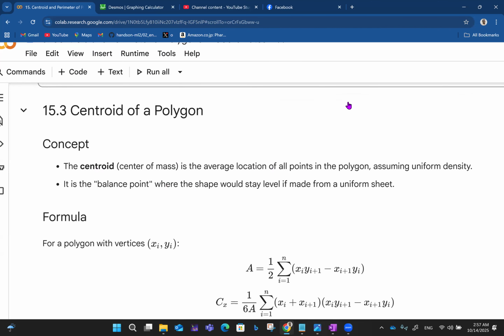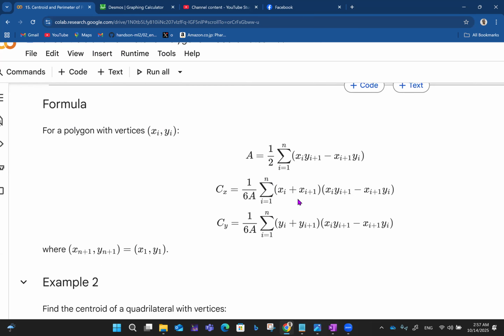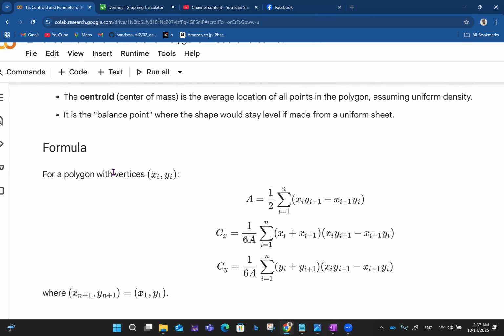The centroid is the center of mass of the polygon, and it is the average location of all points in the polygon, assuming uniform density. So it is the balance point where the shape would stay level if made from a uniform sheet. So the formula for centroid is this: polygon with vertices.